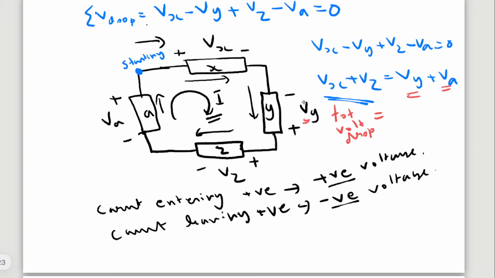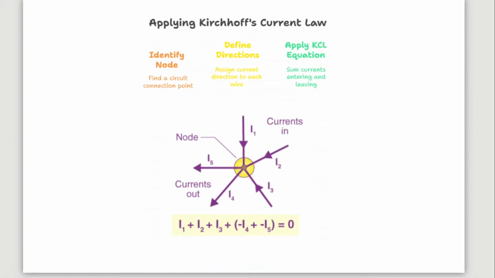Here in case of Vy, negative to positive, that is a voltage rise. Also Va, negative to positive, that is also a voltage rise. So which can be written as total voltage rise. This is another way of putting Kirchhoff voltage law. So we can discuss these concepts in detail while doing problems. So this is how Kirchhoff voltage law is defined. Now let's go into Kirchhoff current law. That's another important concept.